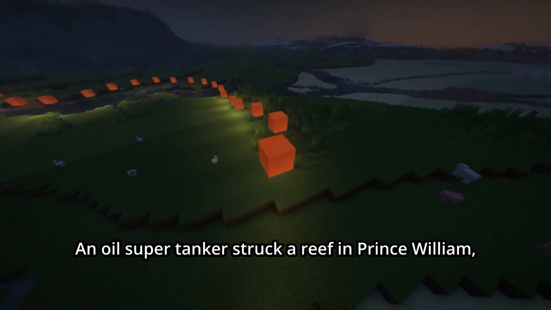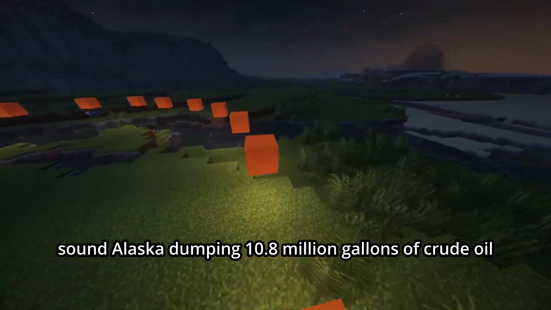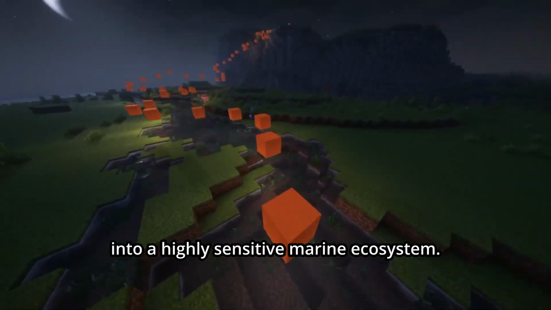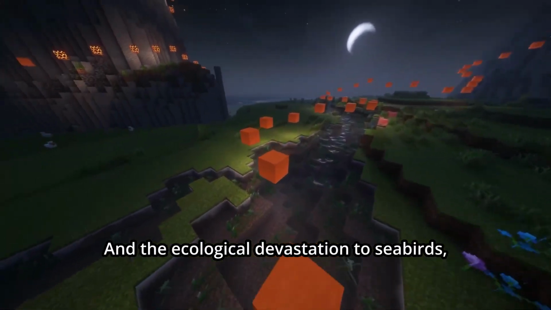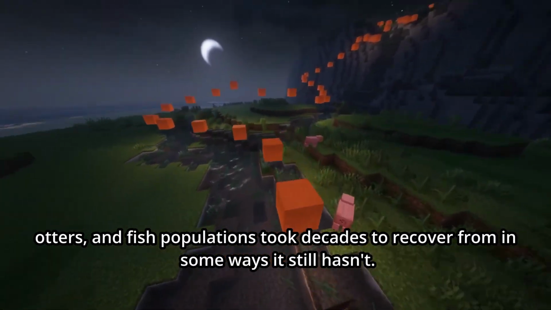Then there's the 1989 Exxon Valdez spill. An oil supertanker struck a reef in Prince William Sound, Alaska, dumping 10.8 million gallons of crude oil into a highly sensitive marine ecosystem. And the ecological devastation to seabirds, otters, and fish populations took decades to recover from. In some ways, it still hasn't.